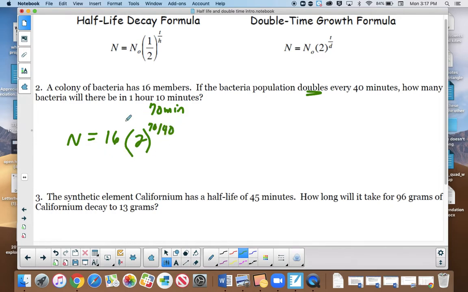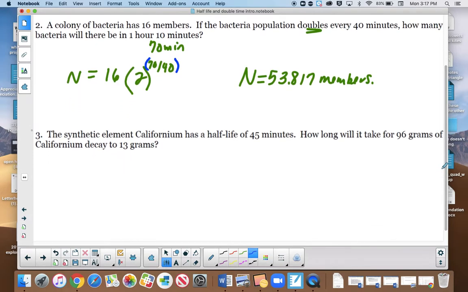So since our n is already alone, we're just going to throw that right into our calculator, and you should get a value of about 53.817 members. And again, double check and make sure that you're entering that correctly. You may have to enter your exponent in parentheses depending on what your calculator function does.